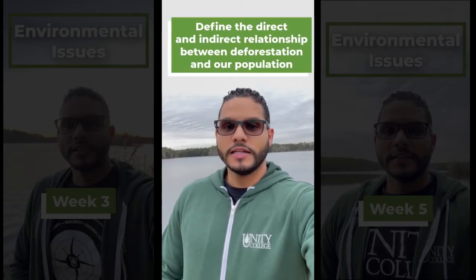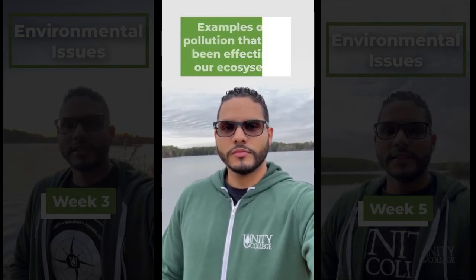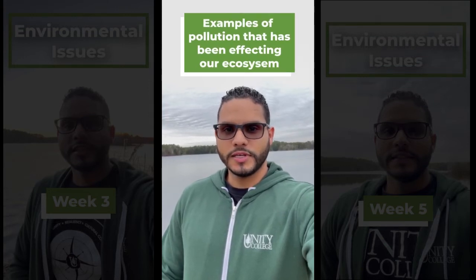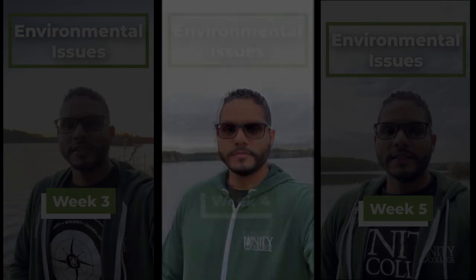We learned and defined the direct and indirect relationship between deforestation and overpopulation. We also looked for some examples of pollution that has been affecting our ecosystem. And lastly, we looked at some ideas that have been implemented and been successful. At the same time, we implemented that in our course project.